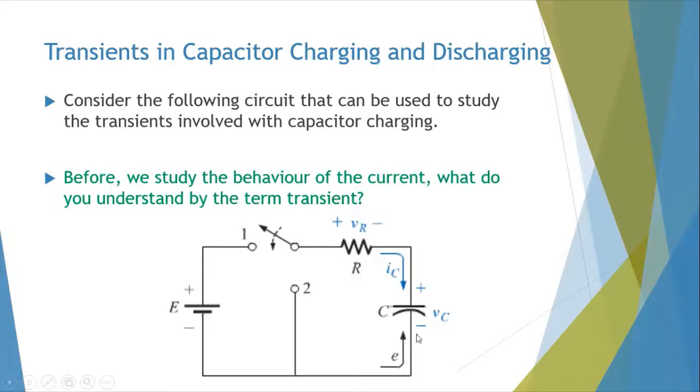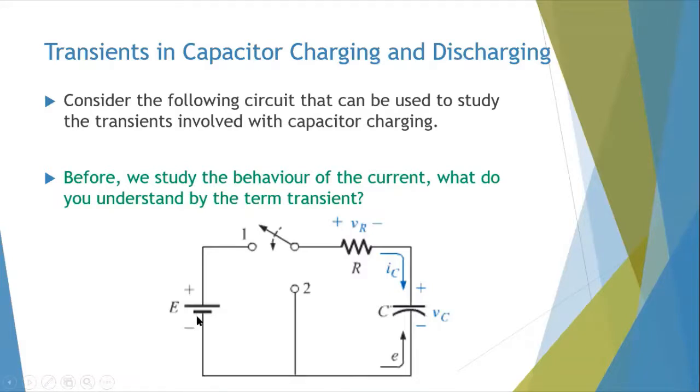If you apply Kirchhoff's voltage law across this loop with the switch closed and in a steady state, no current is flowing because the capacitor is fully charged, then you'll find you are simply measuring the battery voltage E. It means that in this case, VC is going to charge up to E. So what are we studying now?